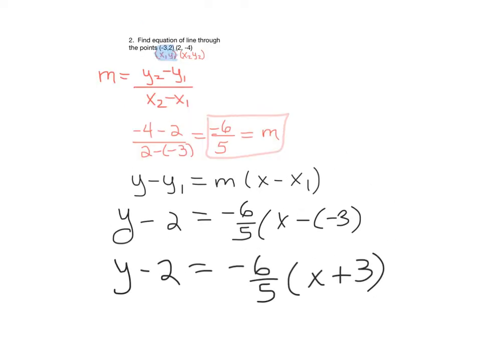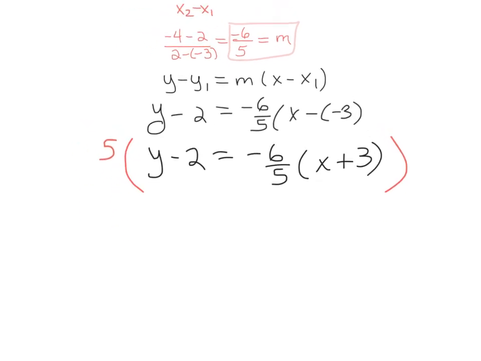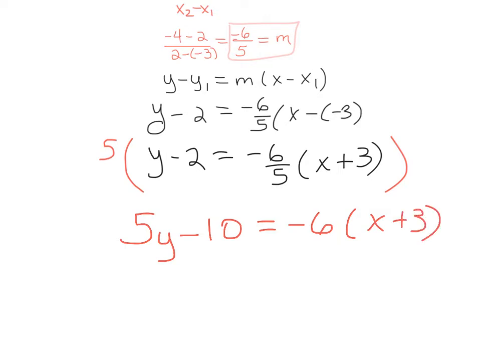You can either distribute the -6/5 and work with it as a fraction, but again, I don't like to work with the fraction. I'm going to multiply by the common denominator, which is 5, and clear my fraction. So this will now become 5y minus 10 is equal to -6 times the parentheses. And again, when there's a parentheses there and I'm going to be distributing something in there, I don't multiply the 5 to what's in the parentheses. So then now I will distribute the -6.